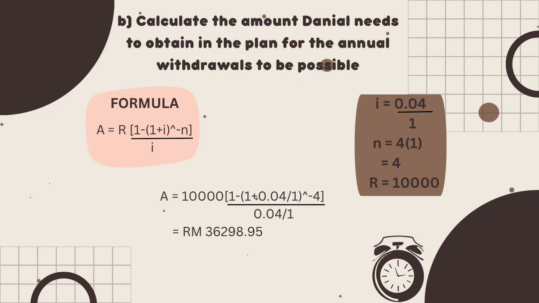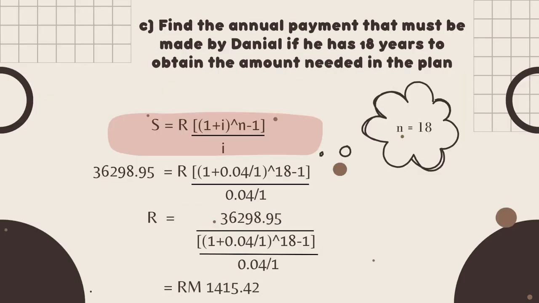B. Calculate the amount Daniel needs to obtain in the plan for the annual withdrawals to be possible. The information given: i is 0.04 over 1, n is 1 times 4 equals 4, and R is 10,000. The formula used is A equals R times (1 minus (1 plus i) to the power of negative n) divided by i. If you fill the information in the formula, you will get 36,298 ringgit 95 cents.